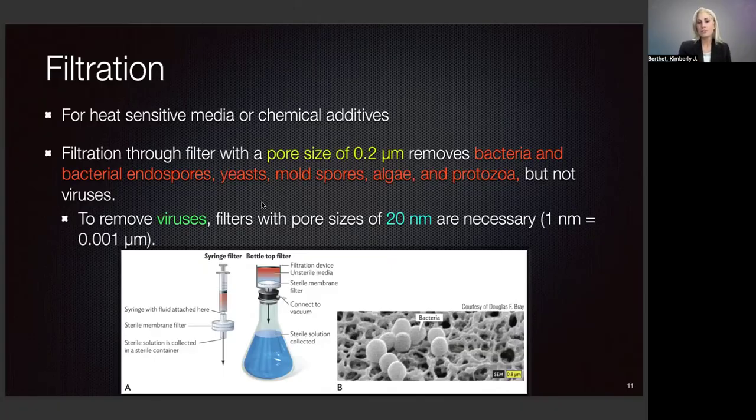If we want to remove viruses, we would need a filter with even smaller pore sizes. So 20 nanometers here would prevent even viruses from moving through. So when we first were learning about viruses versus bacteria, we learned that they were so small that they couldn't be picked up in the common filtration methods. So we had to advance filtration to even smaller pore sizes to capture them.